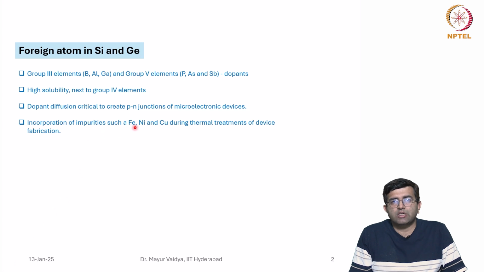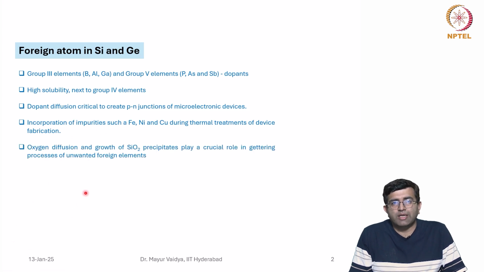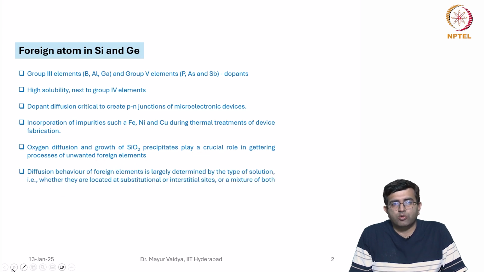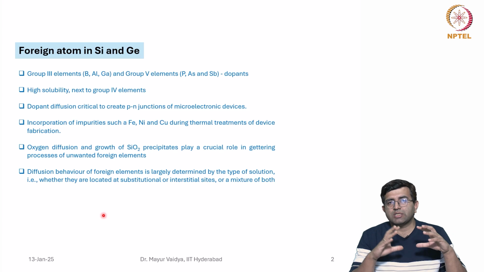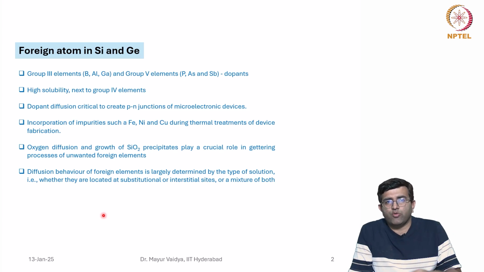Another aspect is the incorporation of impurities such as iron, nickel and copper during thermal treatments of device fabrication. Depending on how fast they go into your material, the control of impurities becomes that much more difficult. For example, oxygen diffusion and the growth of SiO2 precipitates play a crucial role in gettering of unwanted foreign elements. Silicon is very prone to oxidation. Then, the diffusion behavior of foreign elements is largely determined by the type of solution, that is, whether they are located at substitutional sites, interstitial sites, or a mixture of both.